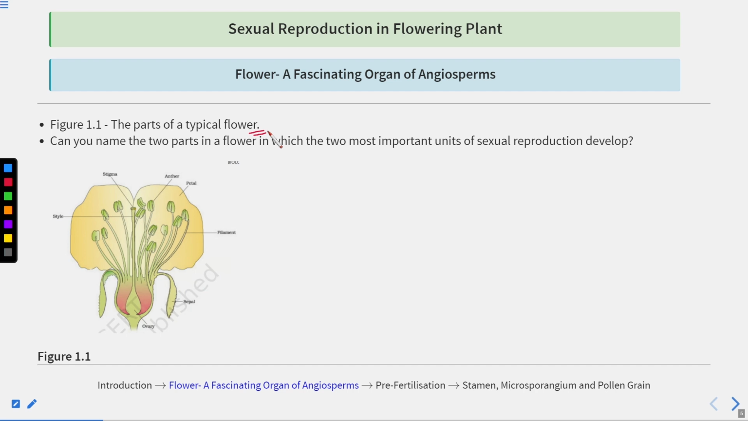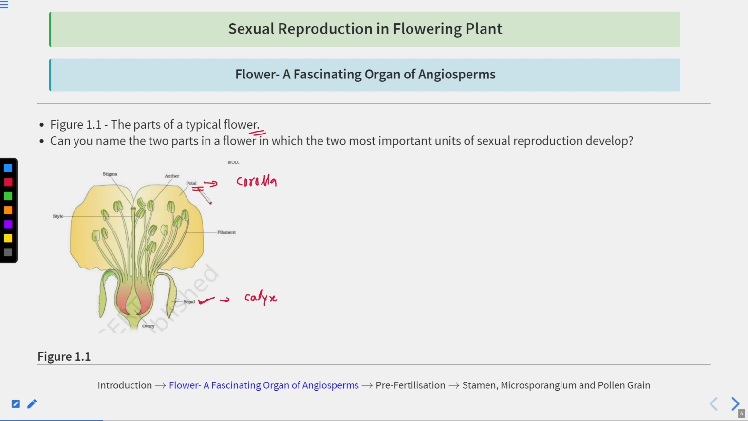Clear? So I've already told you what are the four whorls of the flower. Outermost is the sepals, known as the calyx. Then inner to it is the petals. Then we have the androecium, and in the center we have the gynoecium. So here you can see sepals, and the collection of the sepals is known as the calyx. Clear? Now, outermost is the sepals. Then we have the petals. Collection of petals is known as corolla.